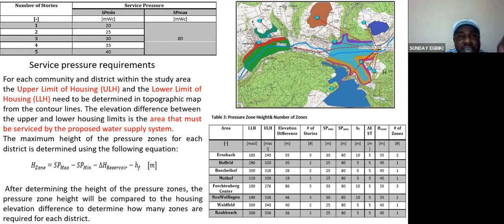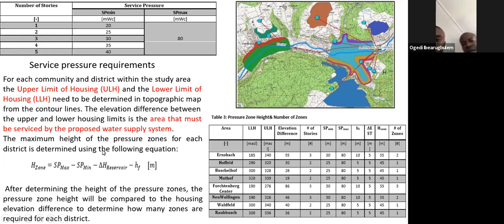Now, I said earlier, the minimum service pressure available for a floor in a residential building is 20-meter water column. If you have 2 floors, you keep on adding 5 for each floor. With 2 floors, it will be 25. If I have 3 floors, it will be 30. If I have 4 floors, it will be 35. You keep on like that until you get to the maximum service pressure, which is 80.